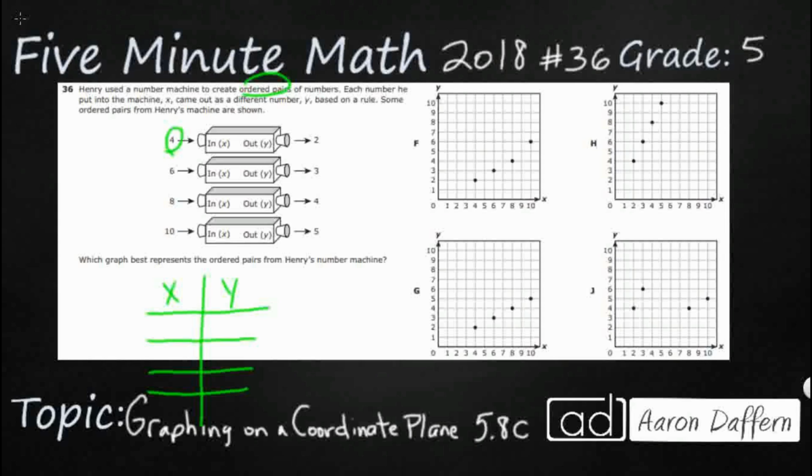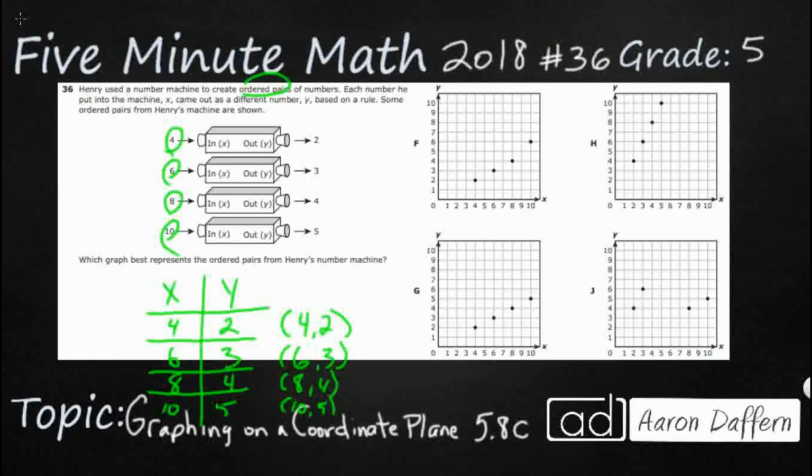So our first x is 4, and what comes out of the machine is a 2. So that's going to give us an ordered pair of 4, 2. Our next x is 6. Comes out of the machine is 3. Looks like they're cutting it in half, actually. Dividing by 2. The next x is 8. Comes out of the machine is 4. And then we've got 10 coming out as 5. So yeah, that's definitely a divide by 2 machine.